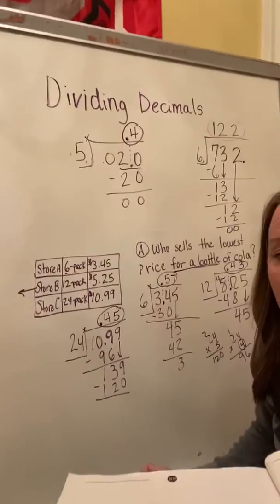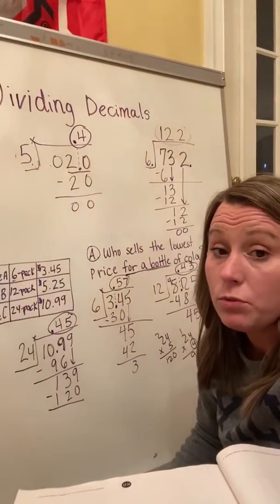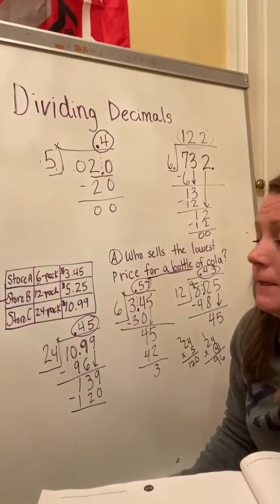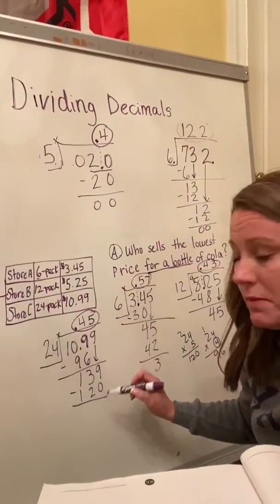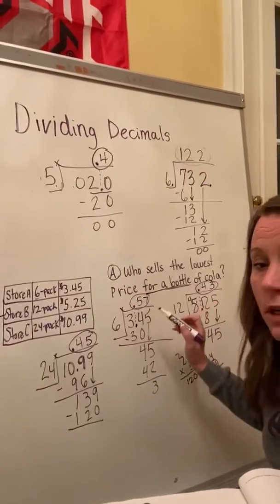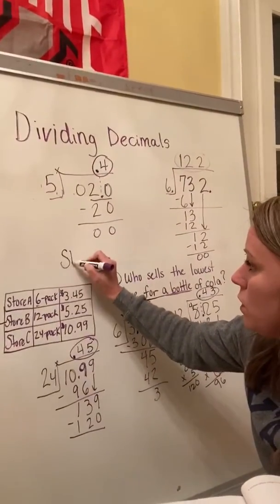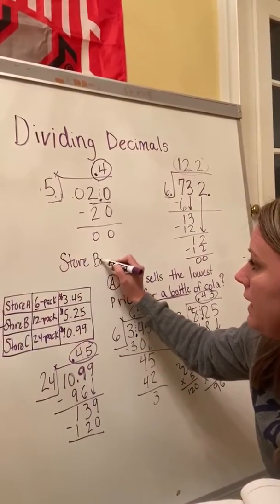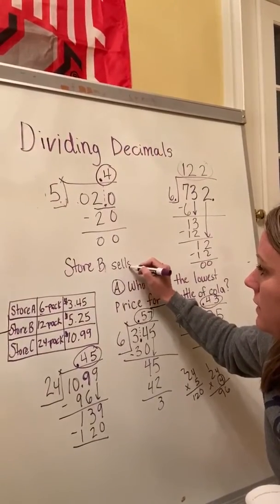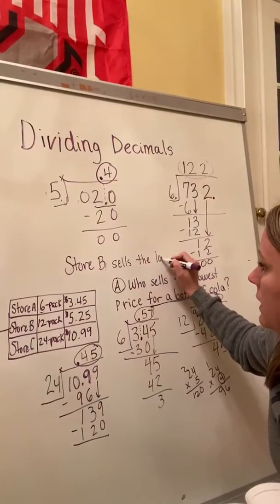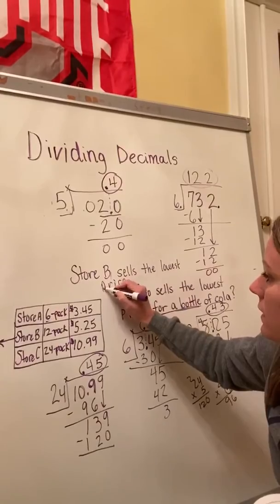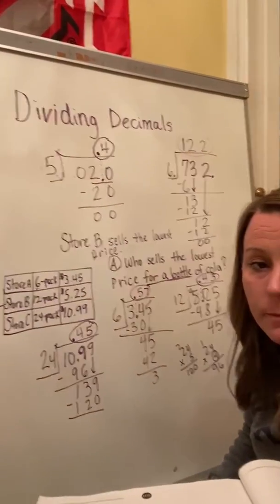Those types of word problems we have to be able to solve. Multi-step word problems, okay? When I write out my final answer to this, of course it says, who sells the lowest price for a bottle of cola? I would say store B sells the lowest price. You guys know I like a complete answer at the end.